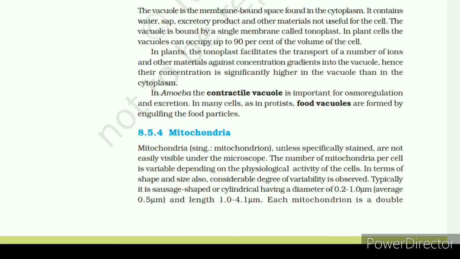prokaryotic ribosomes are 70S. Each ribosome has two subunits, the larger and smaller subunits. The two subunits of 80S ribosomes are 60S and 40S, while those of 70S ribosomes are 50S and 30S.